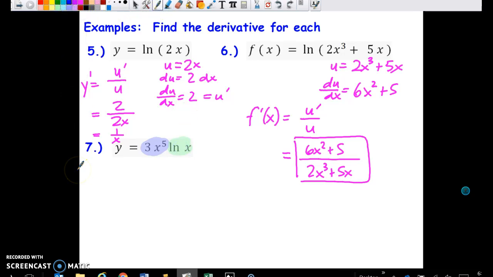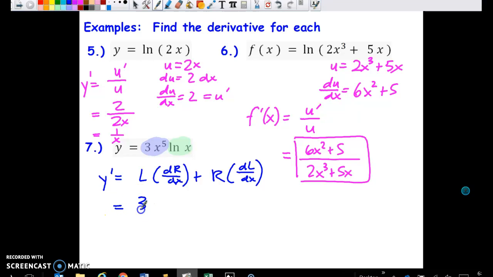What are we doing? Product rule. Okay, so y prime then is going to be left d right. Remember, left times the derivative of the right with respect to x plus the right times the derivative of the left with respect to x.